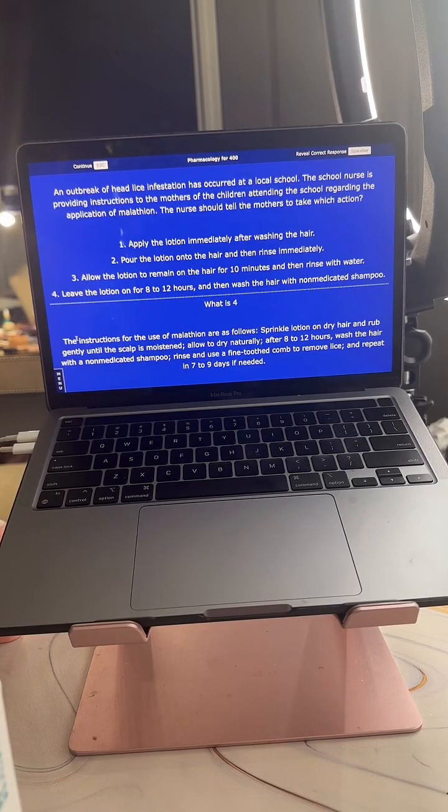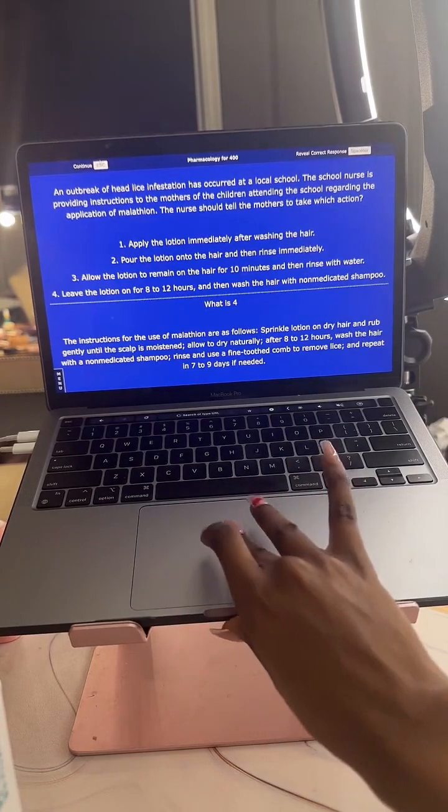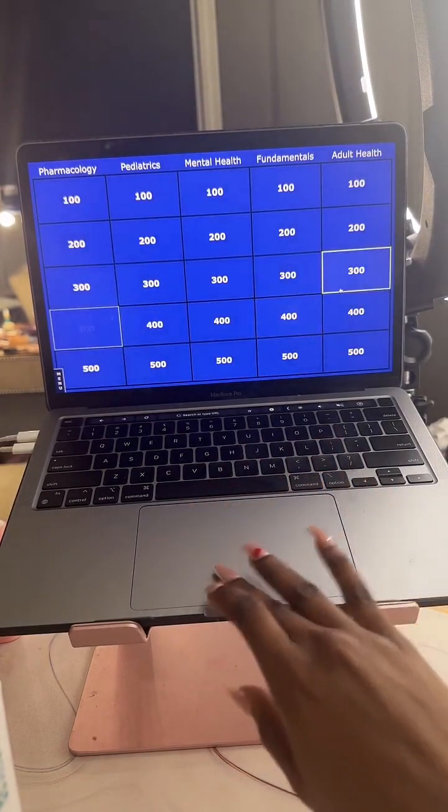If you got this one wrong, it's okay. That is why we do our practice questions. Just make sure you note the rationale so that just in case you see this question or this topic again, you'll know the correct answer. Great job. Now let's go into our next topic.